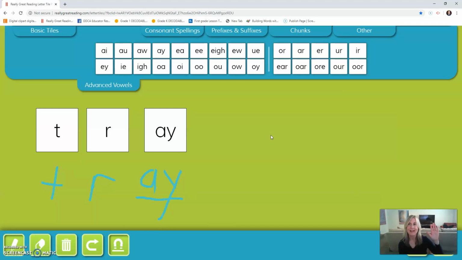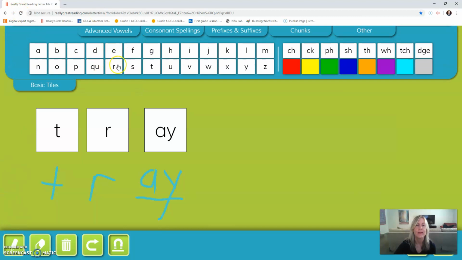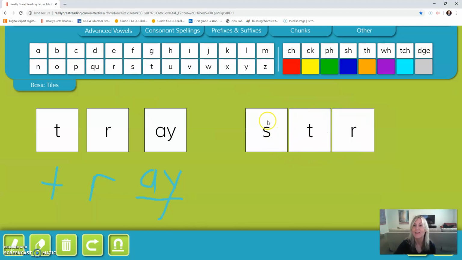We are ready for our last word of the day, and this word has 4 sounds. Stray. It has a consonant blend that is 3 consonants at the beginning. Let's see if we can hear it. S, t, r, a. Stray. Let's build it. S, t, r. There's our consonant blend, 3 consonants working side by side. They keep their sounds, but they're working together. And then A.